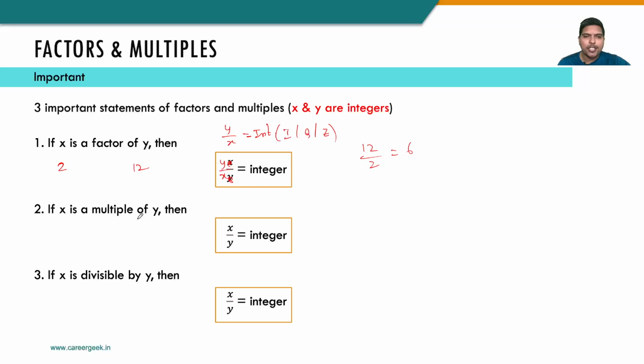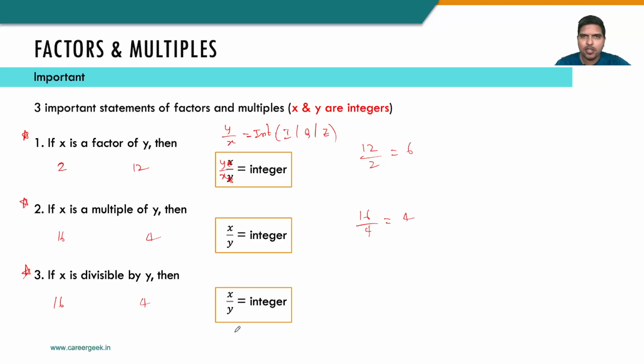Now if x is a multiple of y, take any multiple of 4. For example, 16 is a multiple of 4. So that means 16 upon 4 is an integer. So the multiple will always come in the numerator and the factor will always come in the denominator of any number basically. So all of these are very important. You'll need to remember this. If x is divisible by y, of course 16 is divisible by 4, same way, x upon y is an integer.